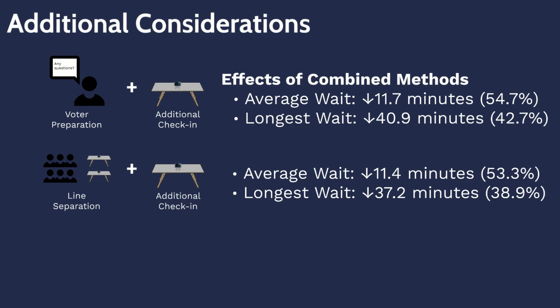Similarly, combining the line separation strategy with an additional check-in device decreases the average voter wait time by 11.4 minutes, a 53.3% reduction, and decreases the longest wait time by 37.2 minutes, a 38.9% reduction.